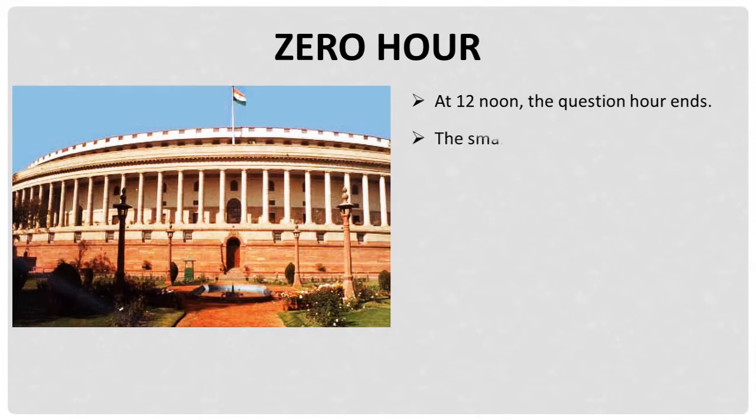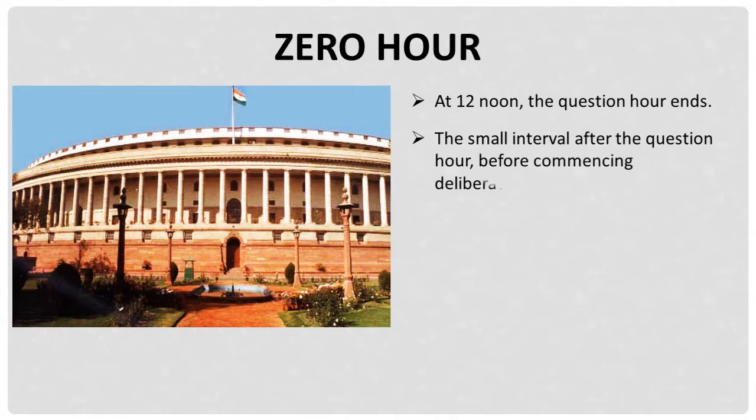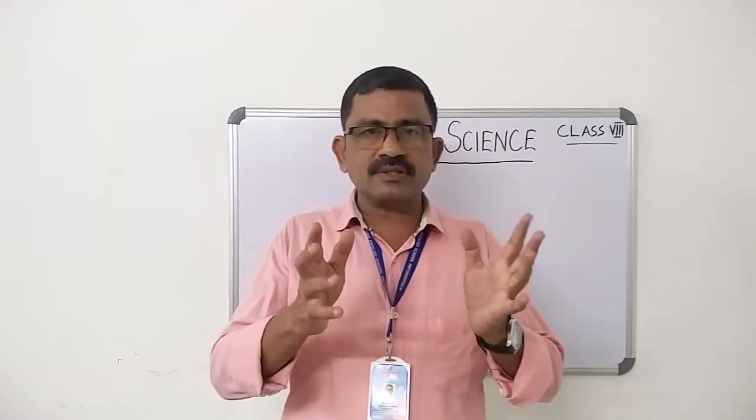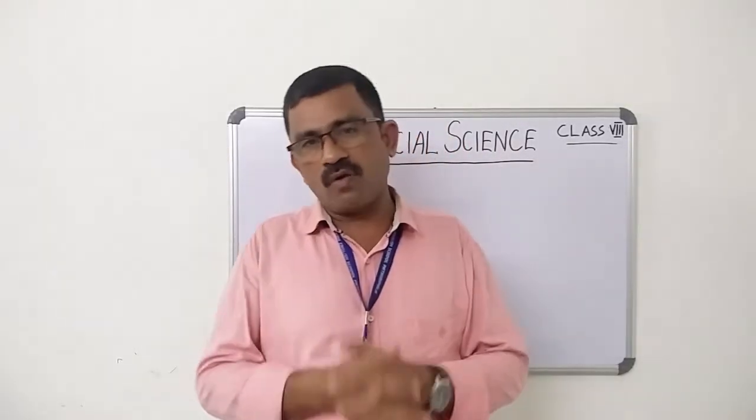The small interval after the question hour before commencing deliberation on the items on the agenda is known as zero hour. It is known as zero hour because it is 12 o'clock. The House considers adjournment motion, calling attention motion, etc. during this time. Zero hour lasts for 5 to 15 minutes. The emergency question is asked in zero hour.